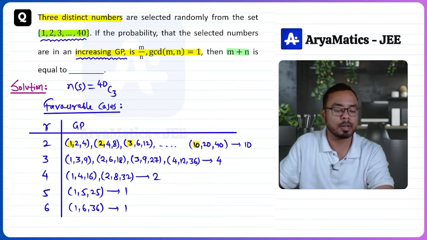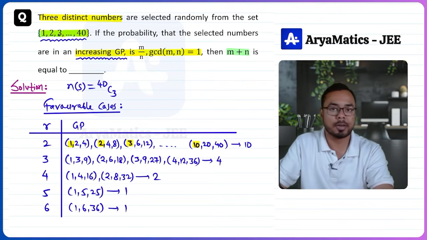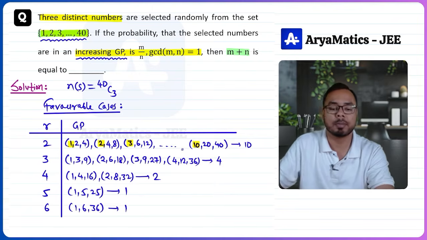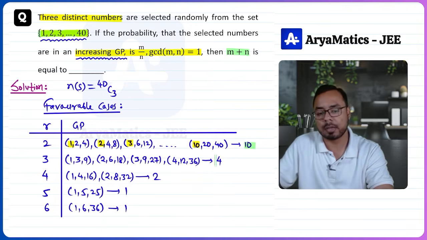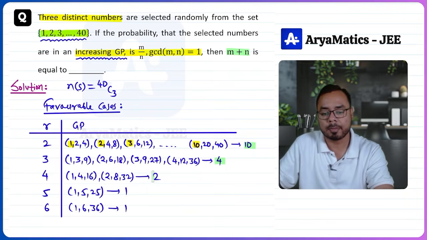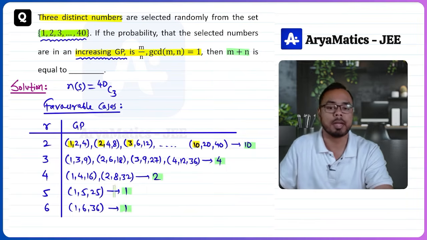Right, first we have to take the common ratio, and then we have to count how many GP we can create, considering the fact that we have to select the numbers from this set, the first 40 natural numbers. So now these are all the favorable cases, right? We got 10 GP here, 10 plus 4, 14, plus 2, 16, plus another 2, 18.